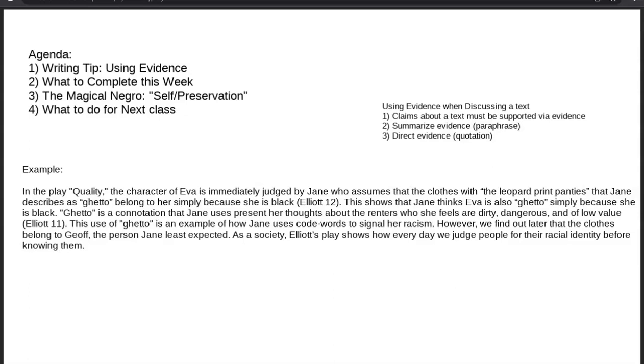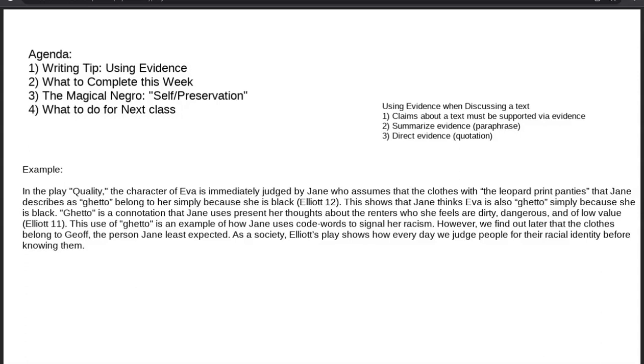You use claims all the time. And thinking about writing as a series of claims or assertions of an idea that you're making can really help you understand how you have to support those ideas to make an effective argument, or, in our case, to answer a writing quiz effectively. So whenever you make a claim, you always have to then support that claim via evidence.